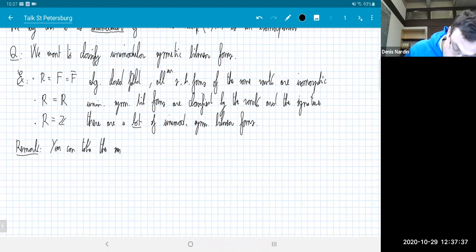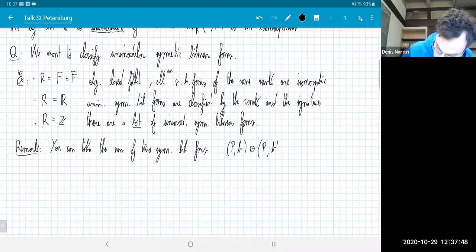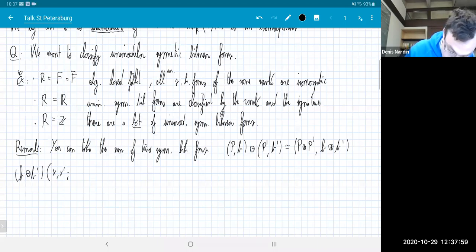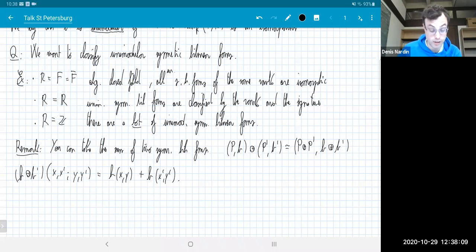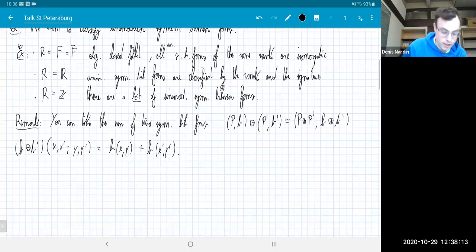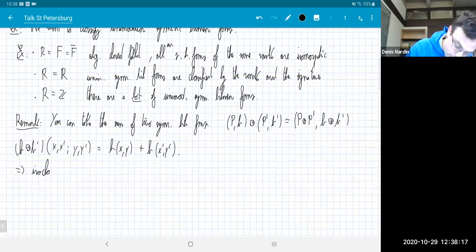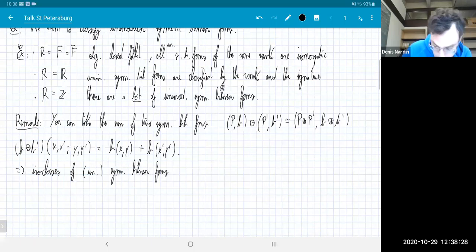You can take the sum of two symmetric bilinear forms. So you have (P, B) plus (P', B'), and you can take P plus P' and B plus B', where B plus B' is just the classical orthogonal form. And the sum of two unimodular things is still unimodular. So this has a structure of a monoid. So isoclasses of unimodular symmetric bilinear forms form a monoid.